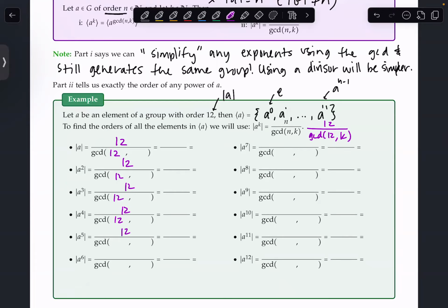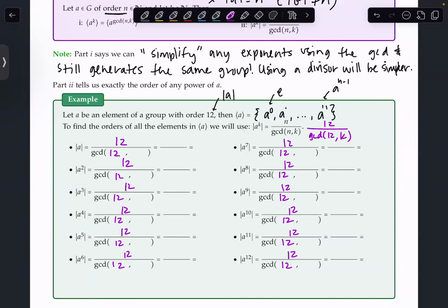And so if we can figure out the GCD of 12 and that number, we just need to do this division, and it tells us exactly what the order of those elements are. So I'm just plugging in my 12 in all of these fractions as my numerator and as the GCD of 12, and then we'll fill in the second blank there.